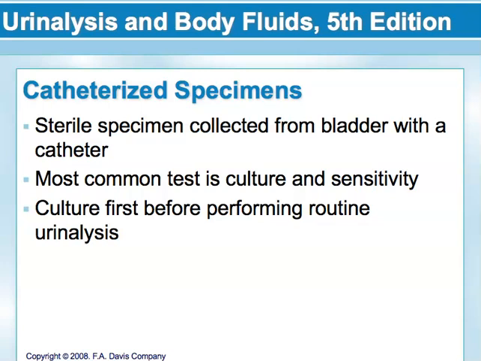Catheterized specimens are collected under sterile conditions by passing a hollow tube through the urethra into the bladder. This is the most commonly requested specimen for urine culture, which should be set up before the urinalysis is performed. That's just because we don't want to take any chances at contaminating the sample by putting that urine dipstick into the sample before we set up the culture.